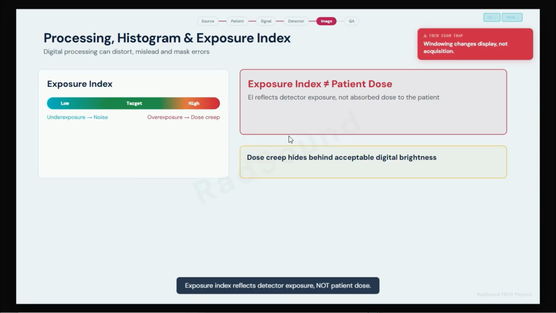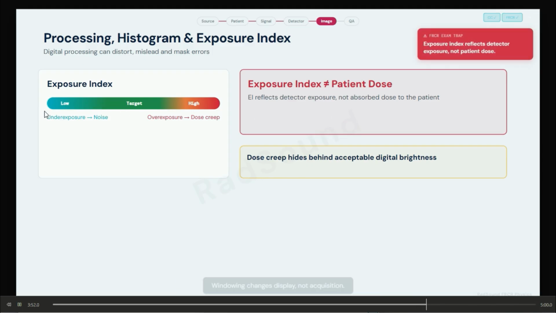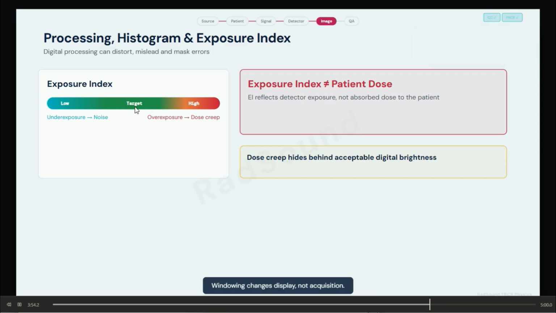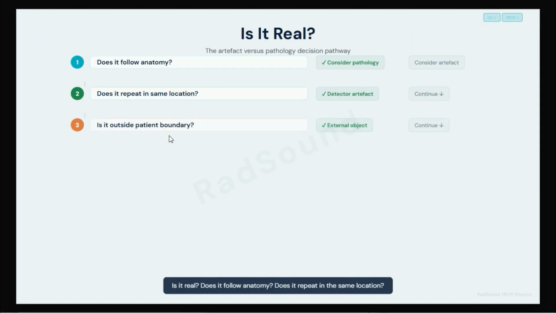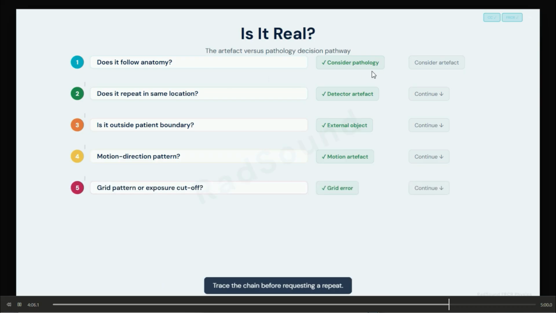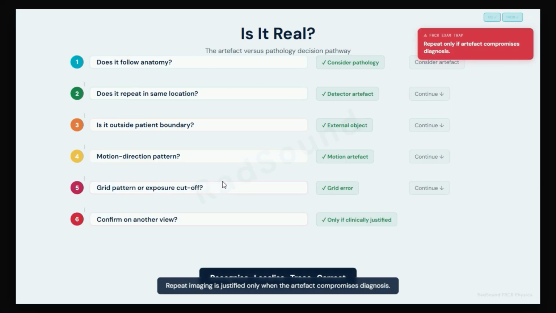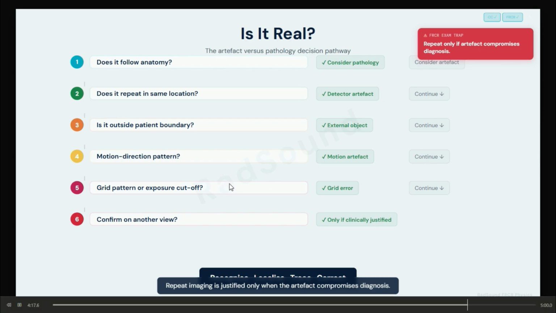Exposure index also affects overexposure automation, but the image exposure index is not the same as the patient dose, so it could be negative or positive; the target should be around 0. Is it an abnormality, pathology, or artifact? Does it follow anatomy? If so, consider it pathology. Otherwise, is it an artifact? Understand this. Repeat the image just twice. Next video.